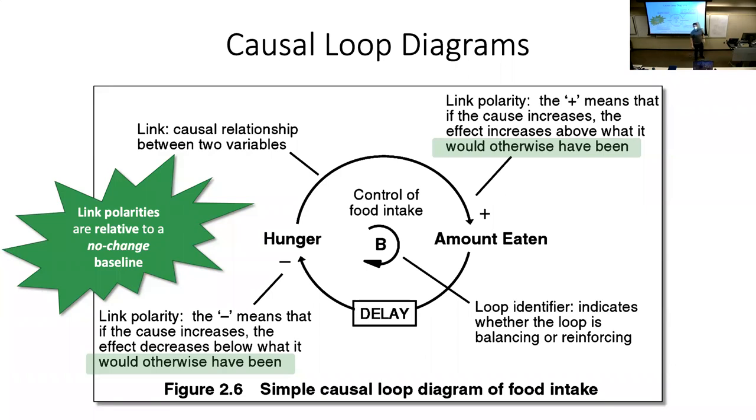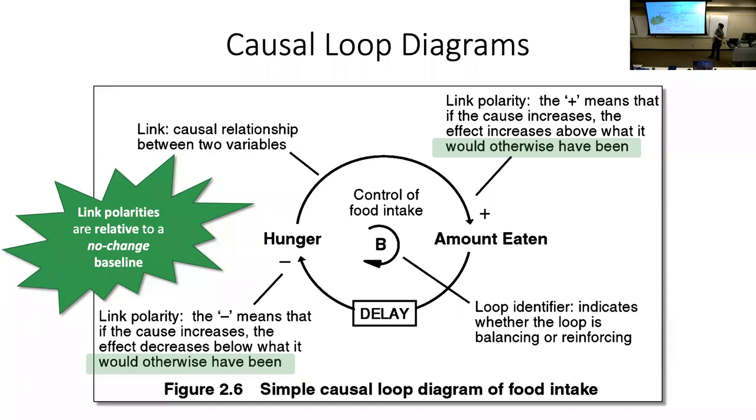The idea there is, imagine a scenario where we did not increase amount eaten or hunger, and think about however large hunger and amount eaten would be in that static scenario. Now imagine the hypothetical case where you got hungry, or the hypothetical case where you ate more food. Relative to where hunger and amount eaten would be if you hadn't made that change, what happens? If we increase our amount eaten relative to the situation where we didn't, our hunger would decrease, because those moved in opposite directions. We get a minus. On the top end, if we increased our hunger relative to our hunger staying the same, then we would probably increase the amount we're going to eat. That's why it's a plus, because it moves in the same direction.